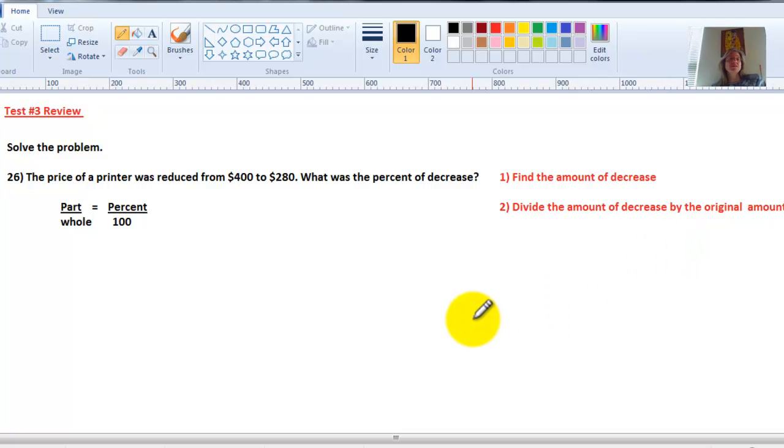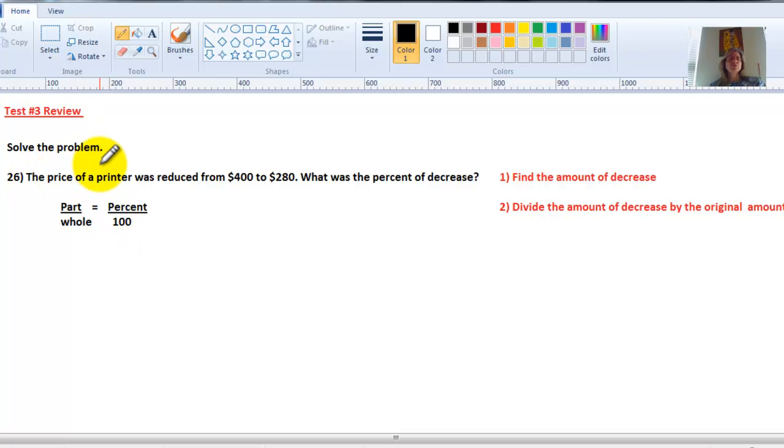This is problem 26 for test 3 review, and we're going to solve this word problem, and I'm showing it to you in two ways. These two steps here are one way you can solve the problem. You find the amount of decrease and then divide the amount of decrease by the original amount. The other way right here is by using this equation, and I can explain how that will work.